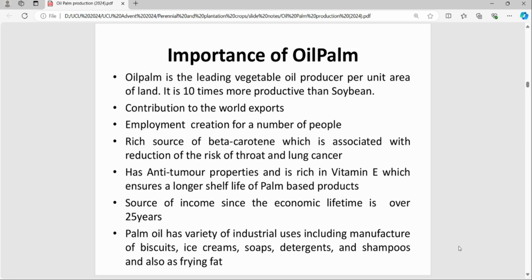since the economic lifetime for a plant is about 25 years. So the people who plant this crop are able to start harvesting from as early as 3 years, and they'll continue harvesting for as long as 25 years. It also has a variety of industrial uses. For example, it is used in manufacturing of biscuits, ice cream, soap, detergents, shampoos, and also frying fat.